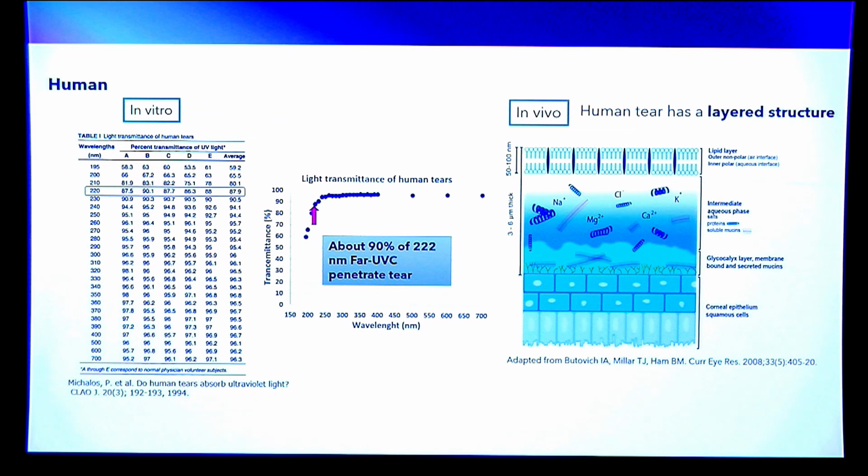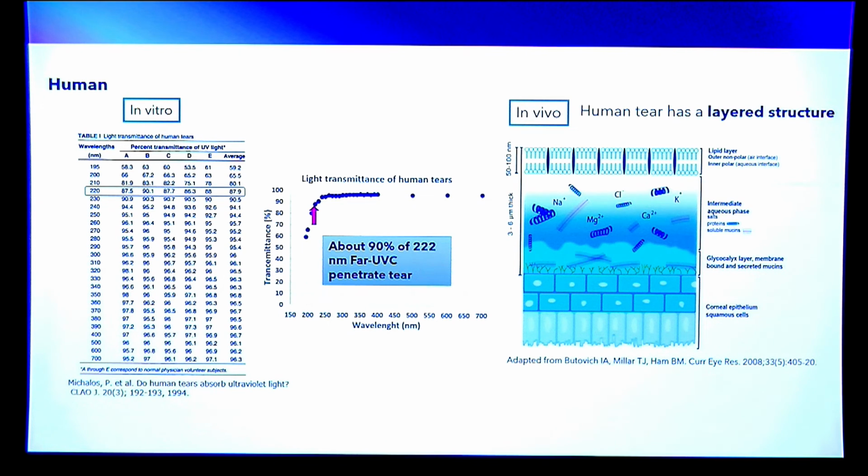In human, a previous presentation in this session and past studies reported that over 85% of 222 nanometer Far-UVC can penetrate the tear layer. On the other hand, it is important to note that this is an in vitro study. The human tear layer has a 3-layer structure: a mucin layer adjacent to the corneal epithelium, and an aqueous layer and lipid layer at the surface.